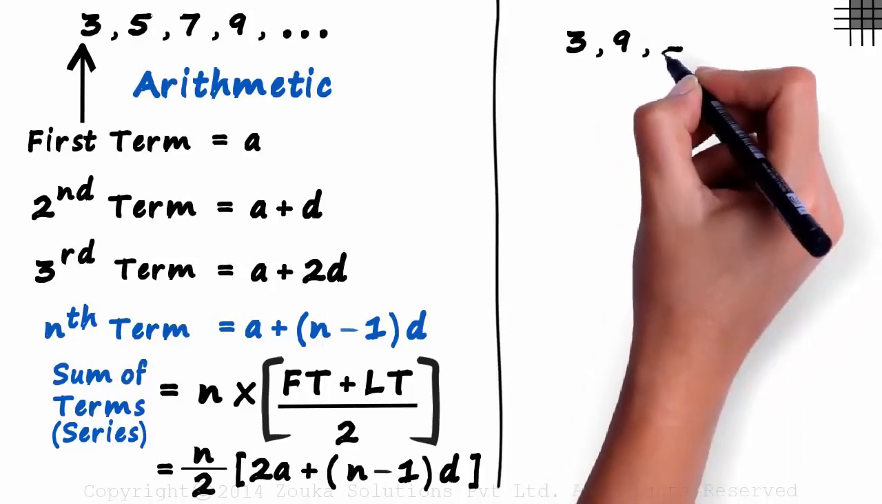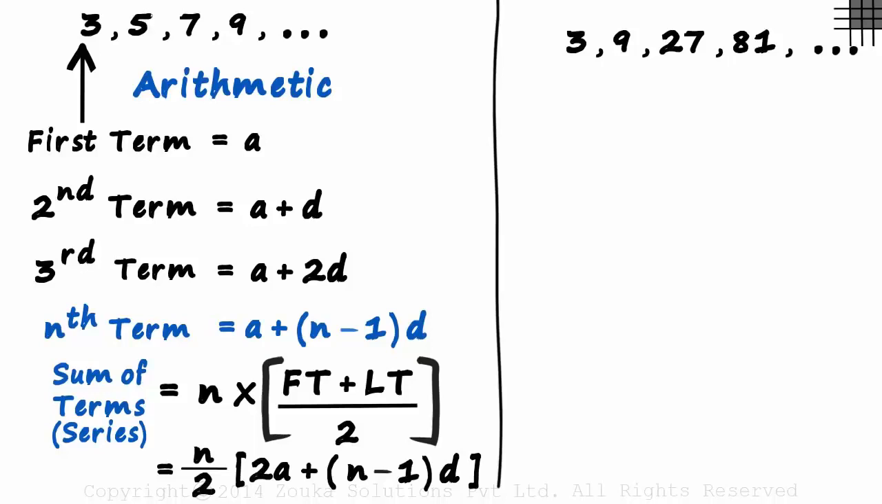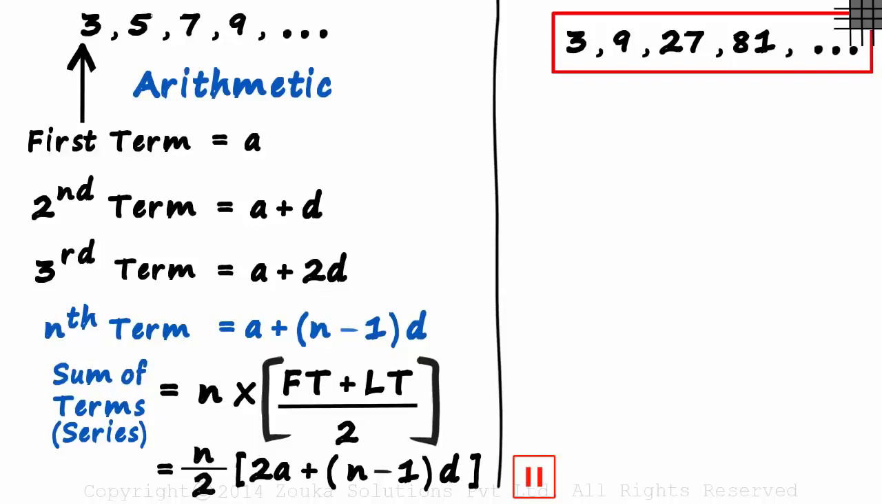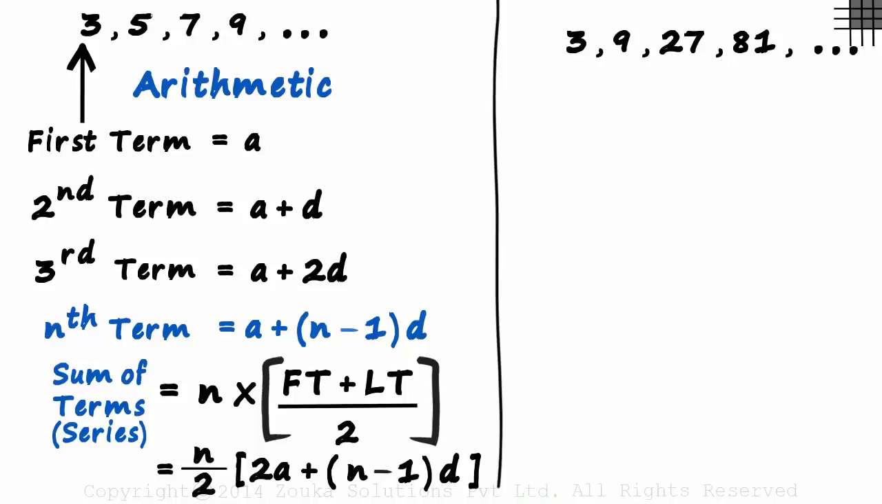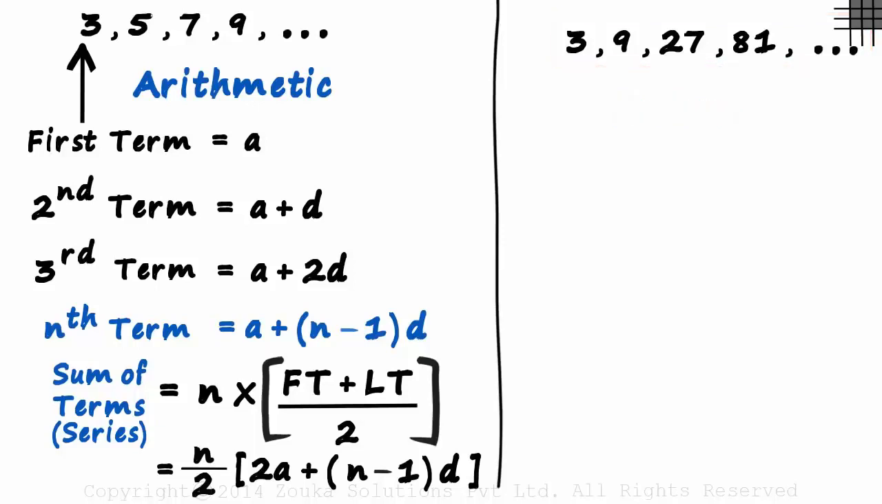3, 9, 27, 81 and so on. Pause the video and think about whether this is a sequence or not. Okay, some of you would have assumed that as the difference between 2 consecutive terms is not constant, this is probably not a sequence. Don't forget the definition of a sequence. It is simply a set of numbers which have some pattern. And the pattern can be anything. Did you spot a pattern here?